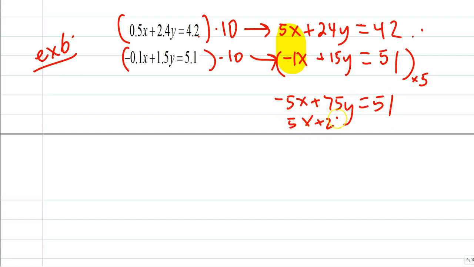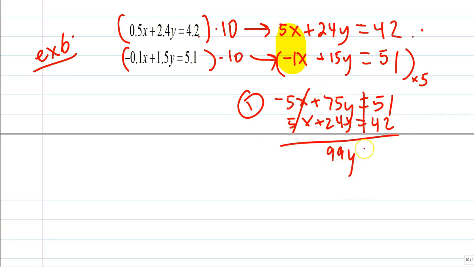5x plus 24y equals 42. The x's, that's all step 1, because now the x's will cancel. 99y is equal to 93. So we got 93 over 99.